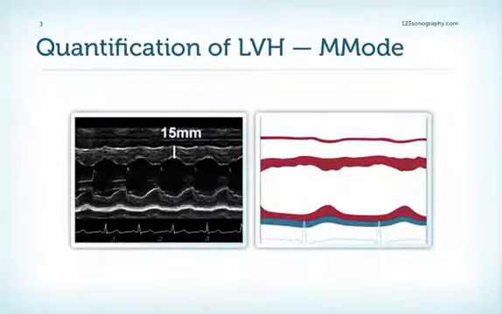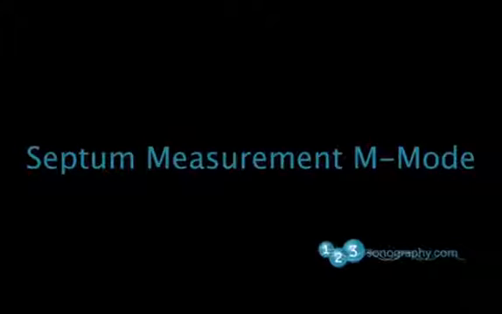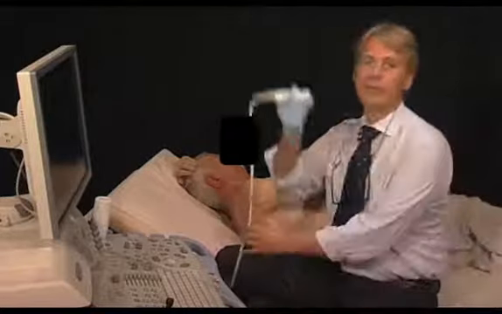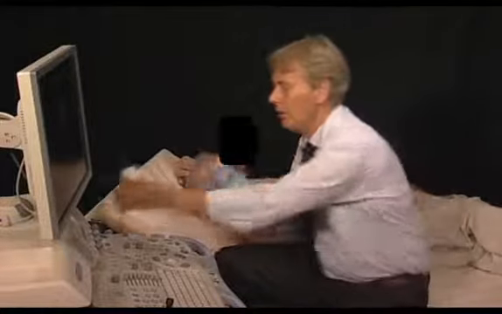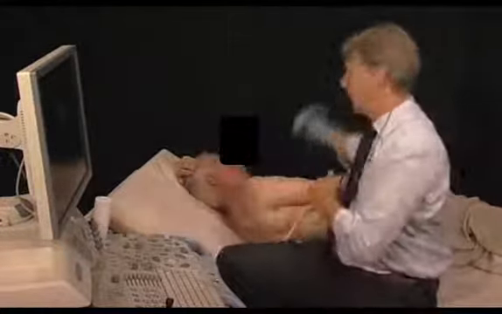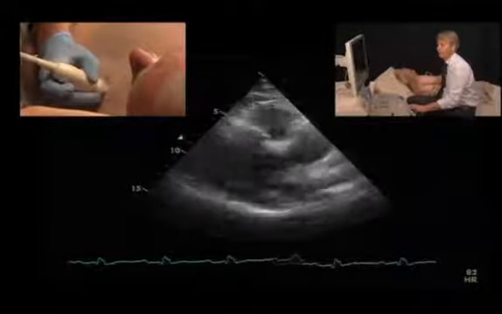I want to start out with the probably most applied method of measuring the thickness of the septum, the M mode of the left ventricle. So how do we quantify the thickness of the interventricular septum using M mode? Before we do the measurement, we first have to look at the parasternal long axis view to see if we can actually perform the M mode measurement.